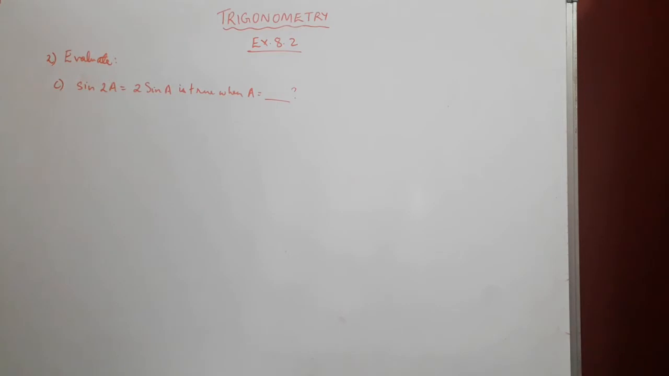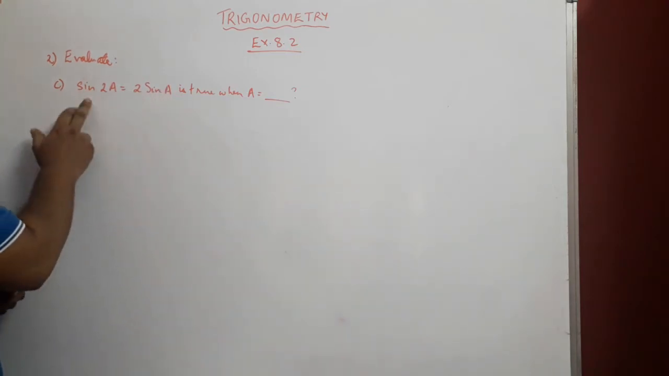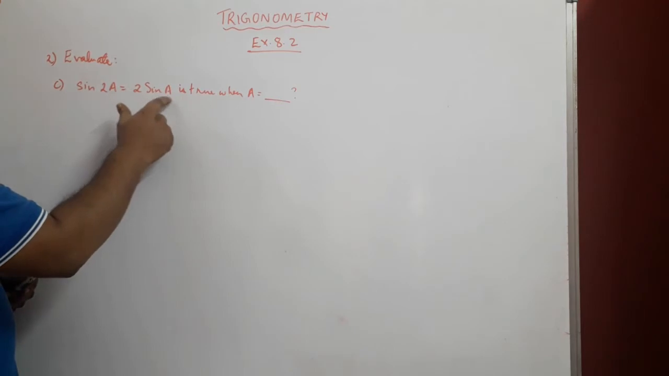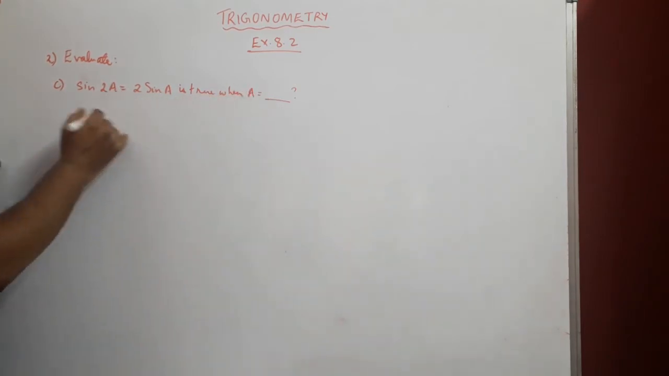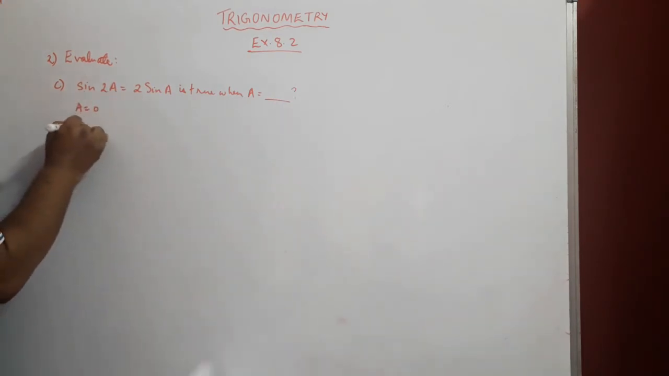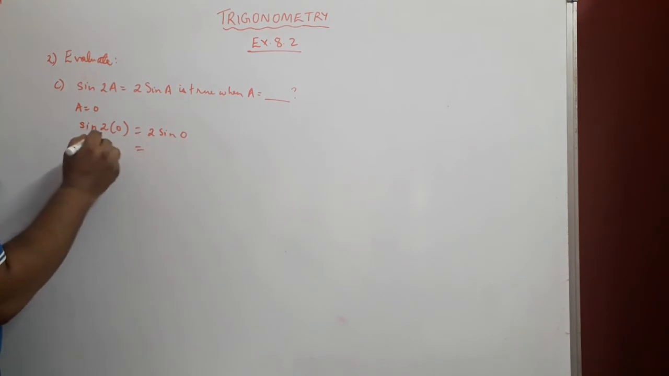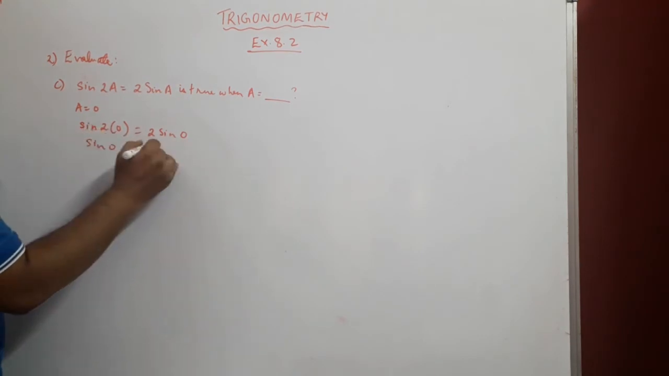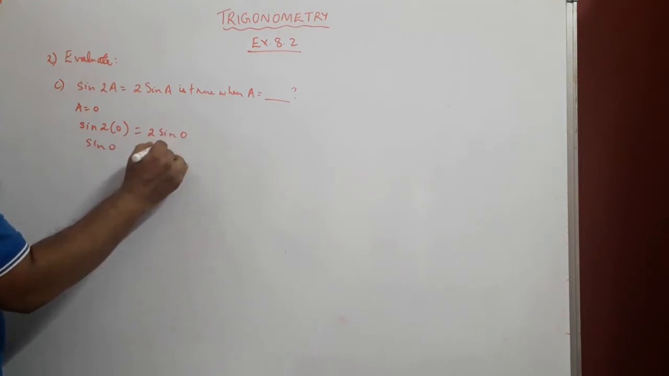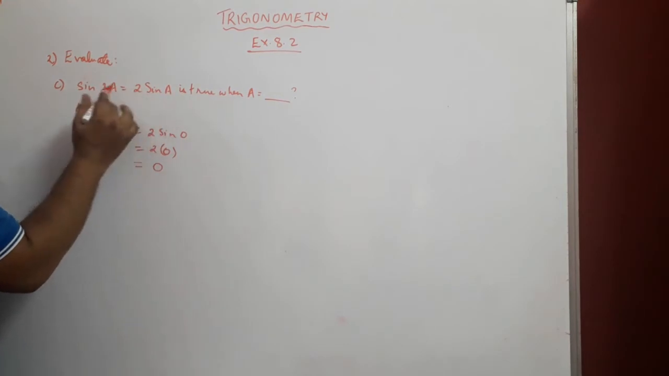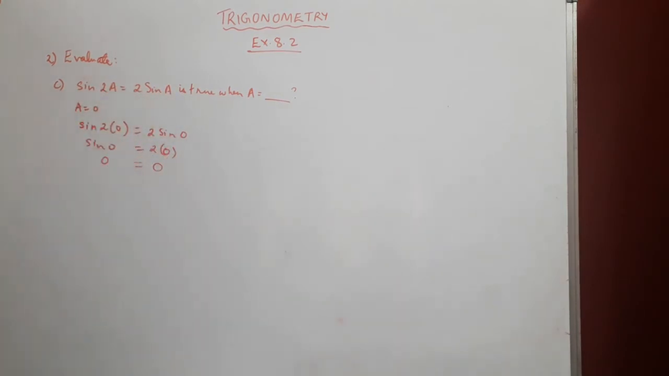Our third problem is sine 2a is equal to 2 sine a is true when a is equal to dash. So we need to find the value of a at which sine 2a is equal to 2 sine a. If I look at it, you can easily say that a should be equal to 0. When a is equal to 0, sine of 2 times 0 is equal to 2 sine of 0. We know that 2 into 0 is 0, so sine 0, and this sine 0 is what? 0. Sine 0 is again 0. So these two will become equal when the value of a is equal to 0. Okay, that is the answer. When a is equal to 0, sine 2a is equal to 2 sine a.